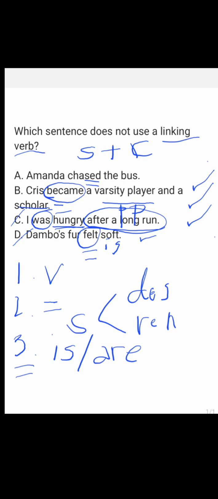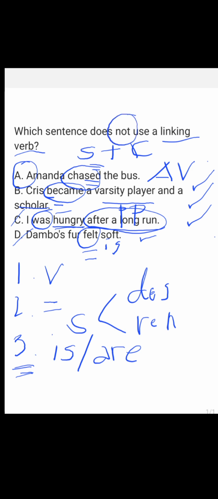Now, let's go to letter A. Amanda chased the bus. Again, you find the verb. Chased is our verb here. Now, let's try to replace it with equal. Amanda is equal the bus. Si Amanda ba yung bus? Hindi. Now, let's apply the second technique. Amanda is the bus. Does it make sense? No. So it means letter A is not a linking verb. This is an action verb. So our answer here is letter A, teachers, because we're looking for the not.